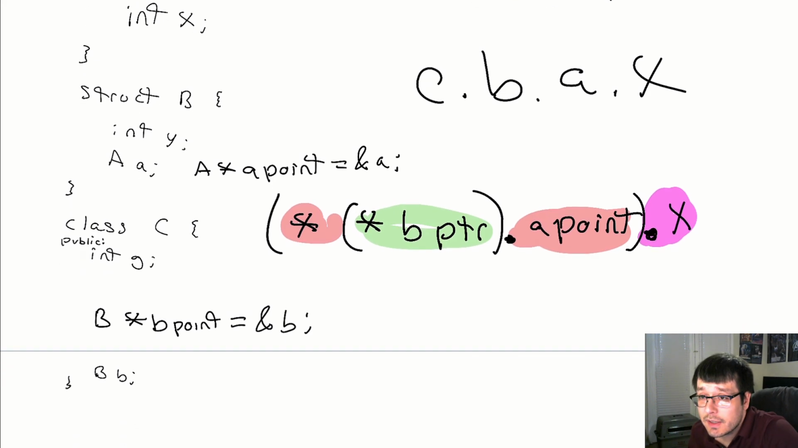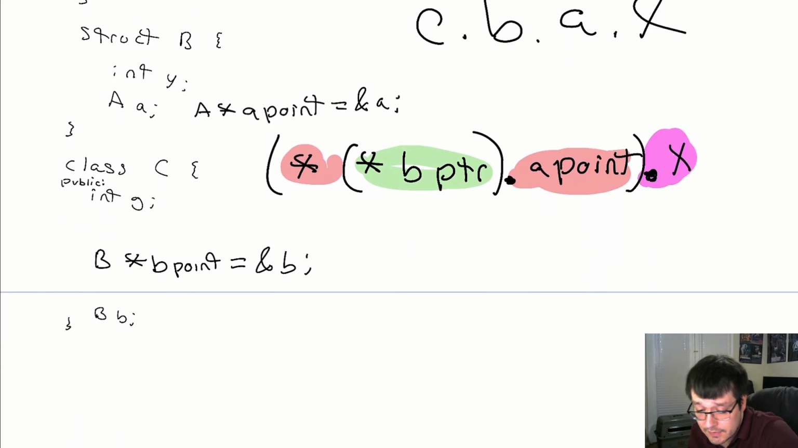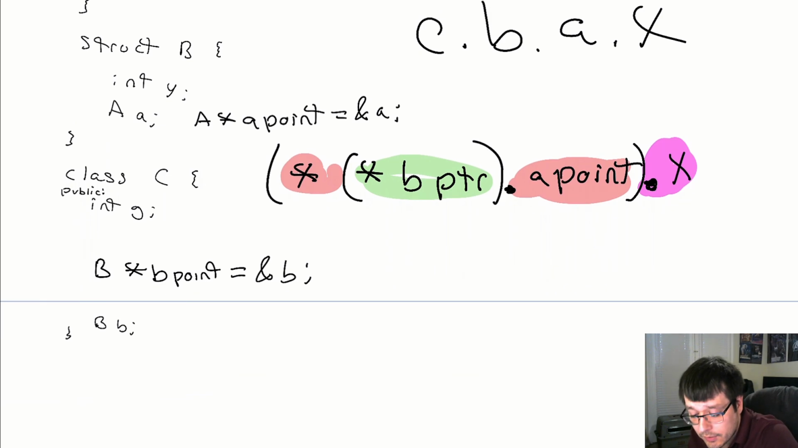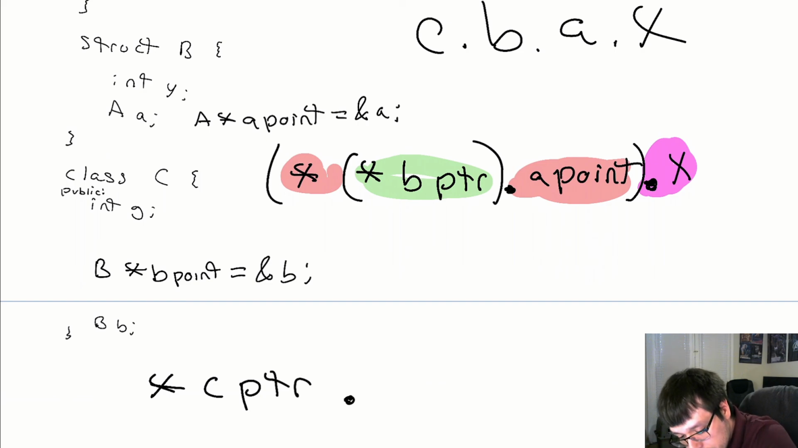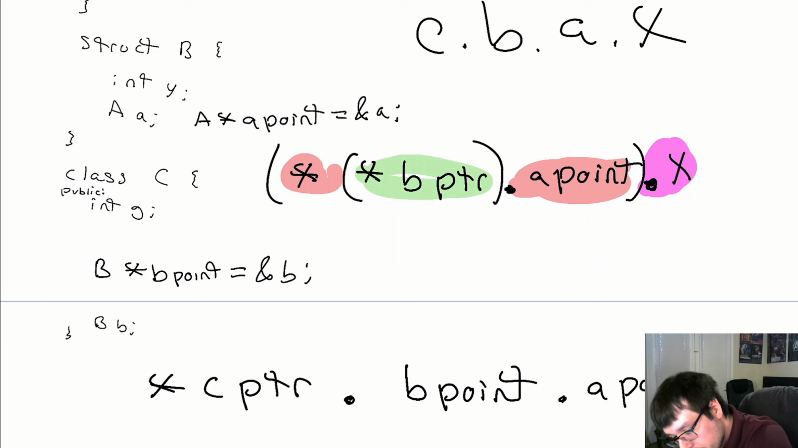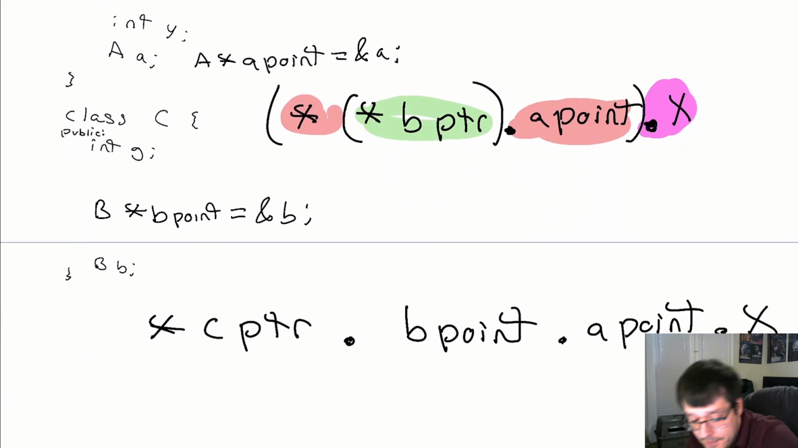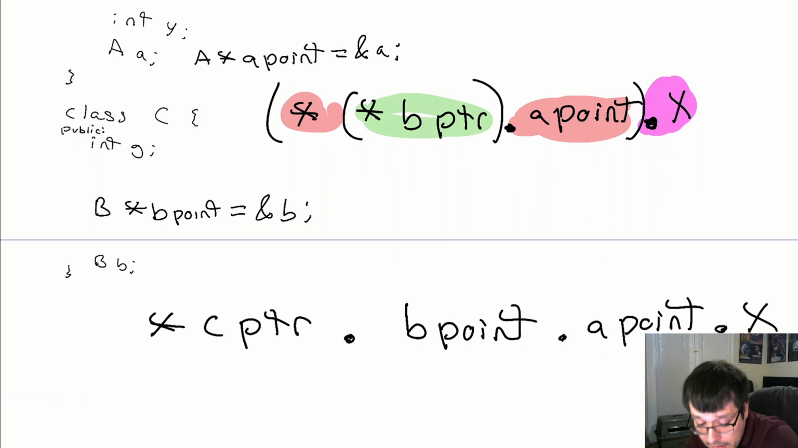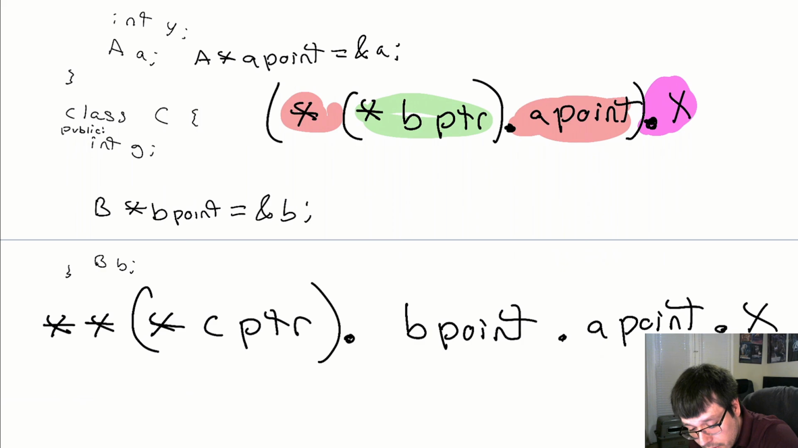As you can see, that's kind of nasty. And finally, for the CBAX one, that one would be CPTR.bPoint.aPoint.x. We need asterisks for the other two, so this has to be done first, then this has to be done second, and then this has to be done third.